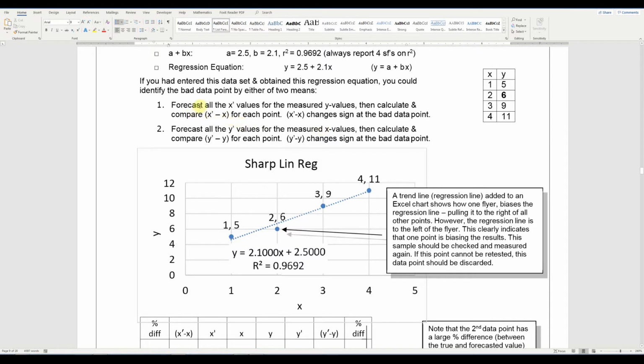Then I'd like you to forecast all of the x prime values for the measured y values and calculate and compare x prime minus x, the difference from the measured value for each point. Do the same, forecast the y prime values from all the measured x values and calculate and compare y prime minus y for each point.